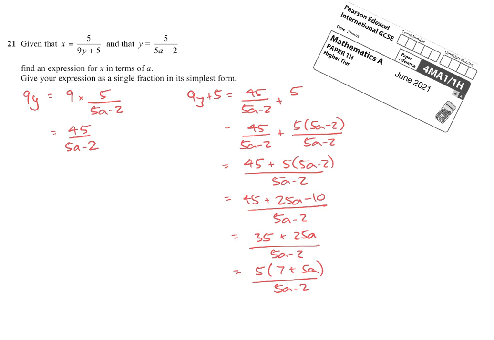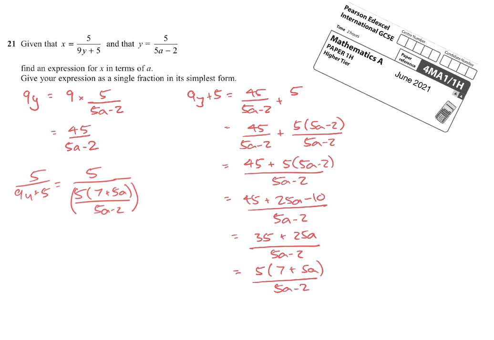So my next step, well, let's just reflect actually what we've done so far. I've worked out what 9y is by basically multiplying this by 9 and writing it as a fraction. Then I've added 5 to it and rearranged it so I have it over a common denominator. This is 9y plus 5. This now has to go into here. So my x is going to be 5 over 9y plus 5, which is 5 over my 5 bracket 7 plus 5a over 5a minus 2. Fraction underneath a fraction.